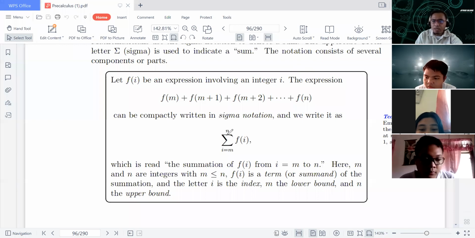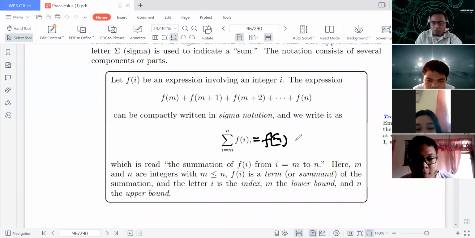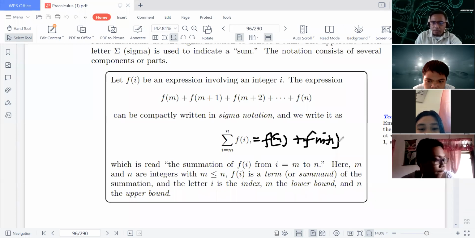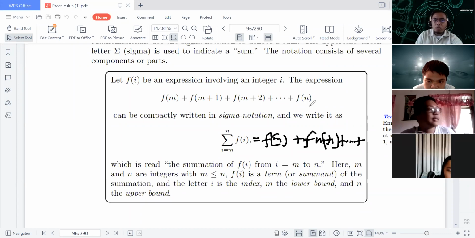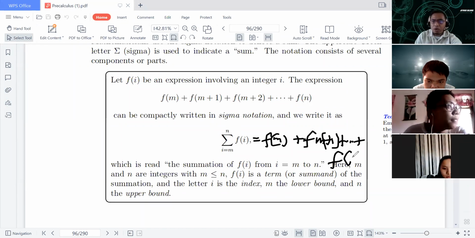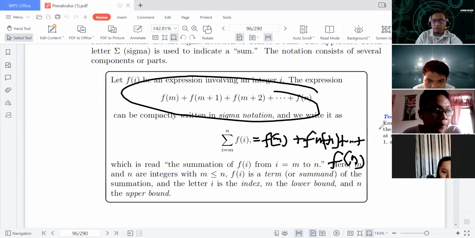It means you are going to take the sum of all of those terms. So if you have the summation of f of i, where i ranges from m to n, then that is just the same as, when the first value is m, f of m. Then since it is summation, it will be plus. Then next to m is m plus 1, and so on until you reach the last term, which is n, f of n.